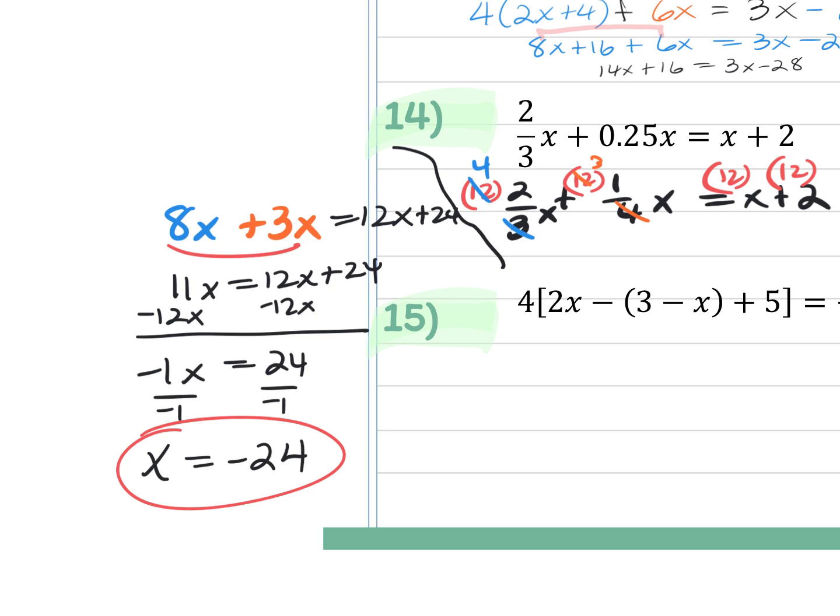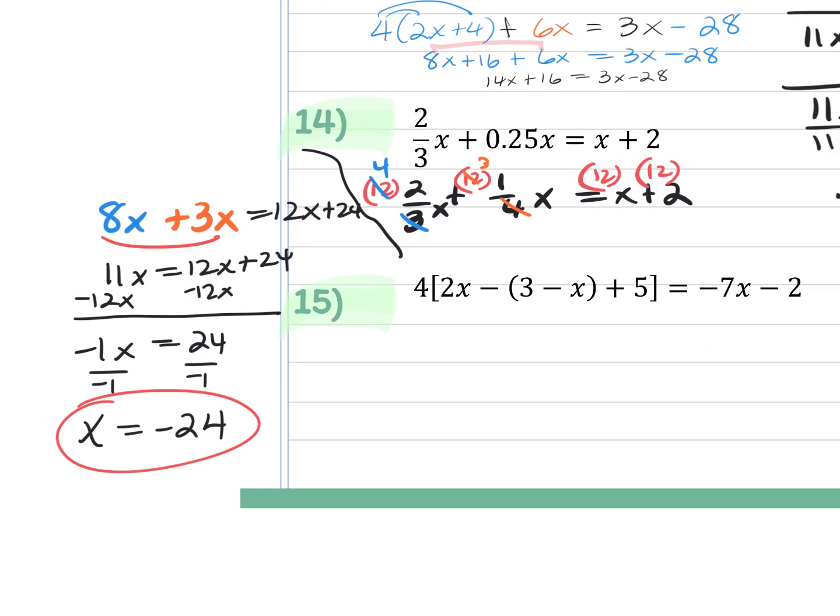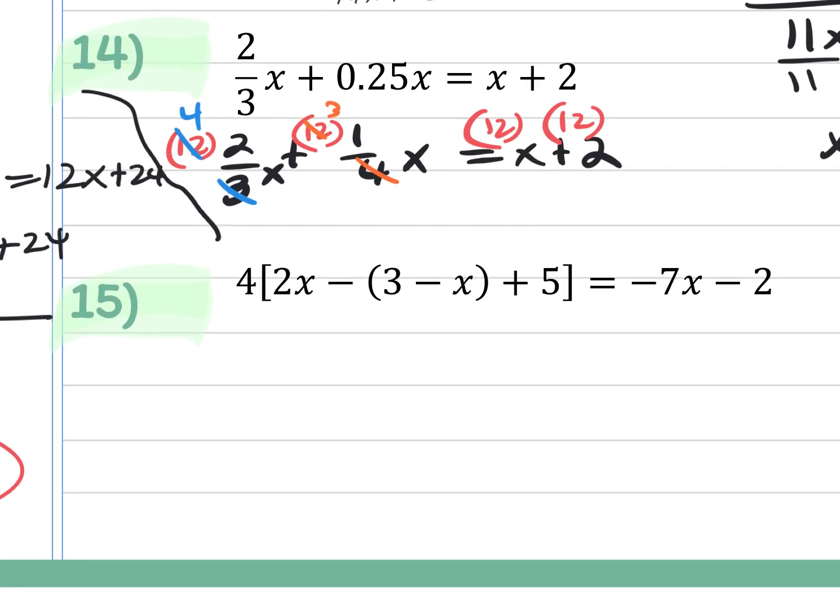15, I got parentheses and brackets, so I need to work from the inside out. So I'm going to go ahead and distribute the subtraction sign inside here. So again, think of this as a negative 1 that you're going to distribute. So I'm going to put the 4 in the bracket, the 2x. Going to go ahead and multiply that inside parentheses by the negative 1.